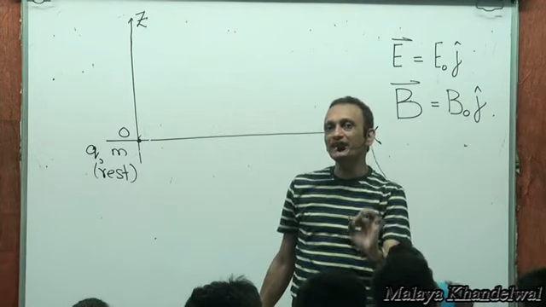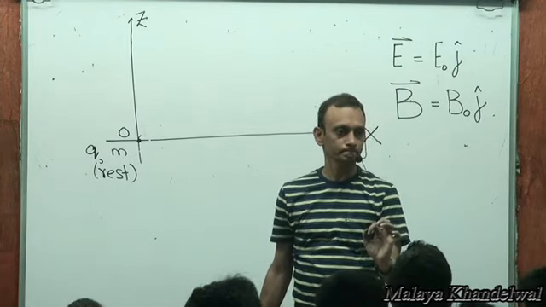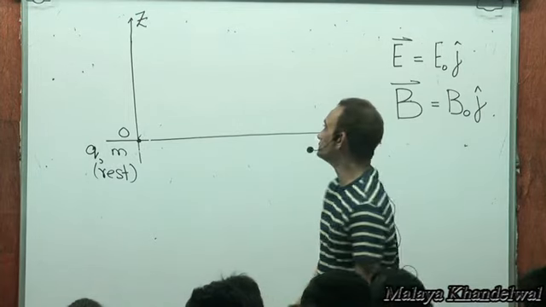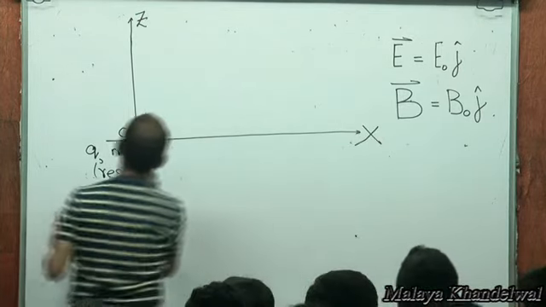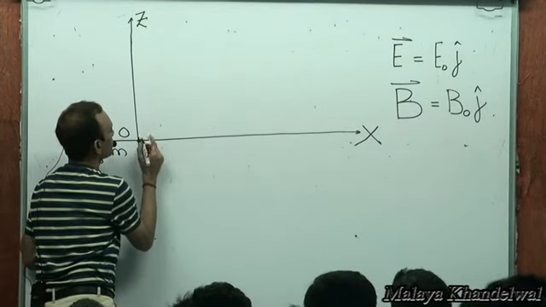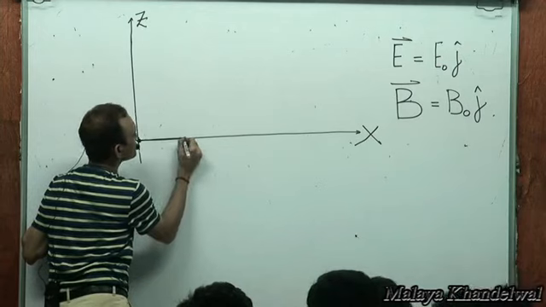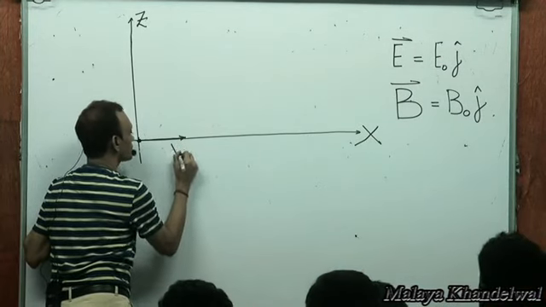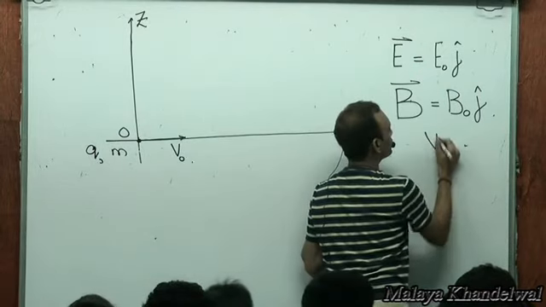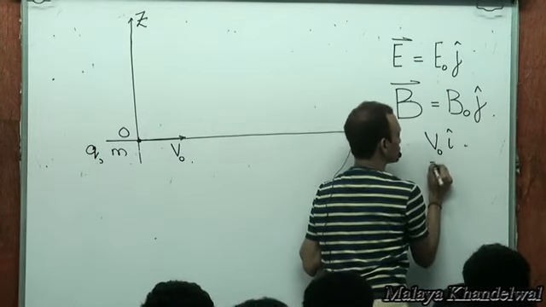So let me just look at the impact of B naught. And say instead of rest, let me get a little more general. Let me impart it a velocity, say V naught along the x-axis. Say initial velocity is V naught i cap.